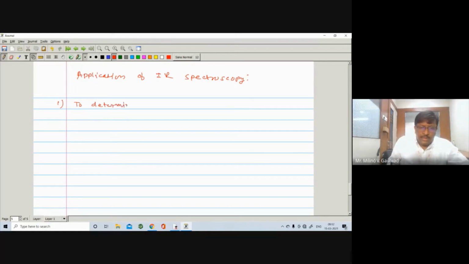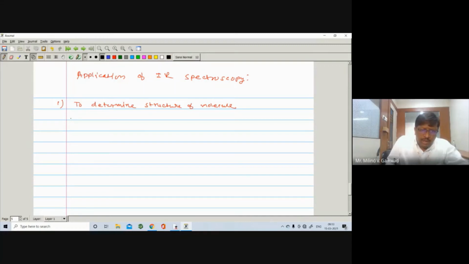To determine the structure of a molecule. In every spectroscopy, UV, IR, NMR, we will see that it is useful to find out the structure of an organic compound. So it gives an idea about how to find out the structure of a molecule.